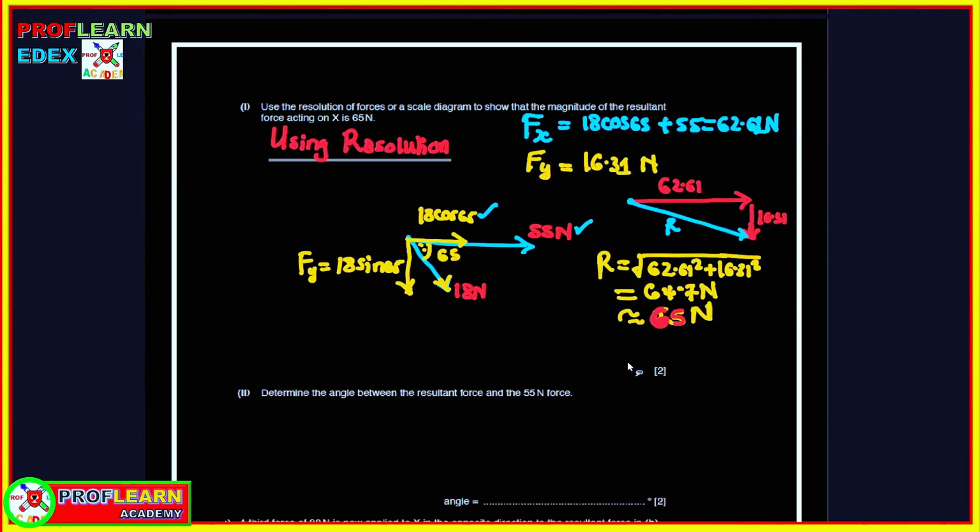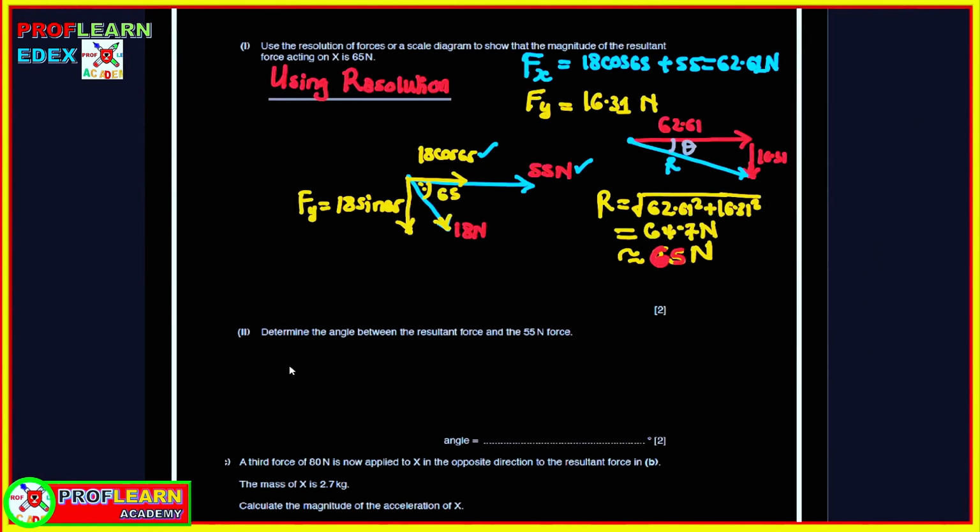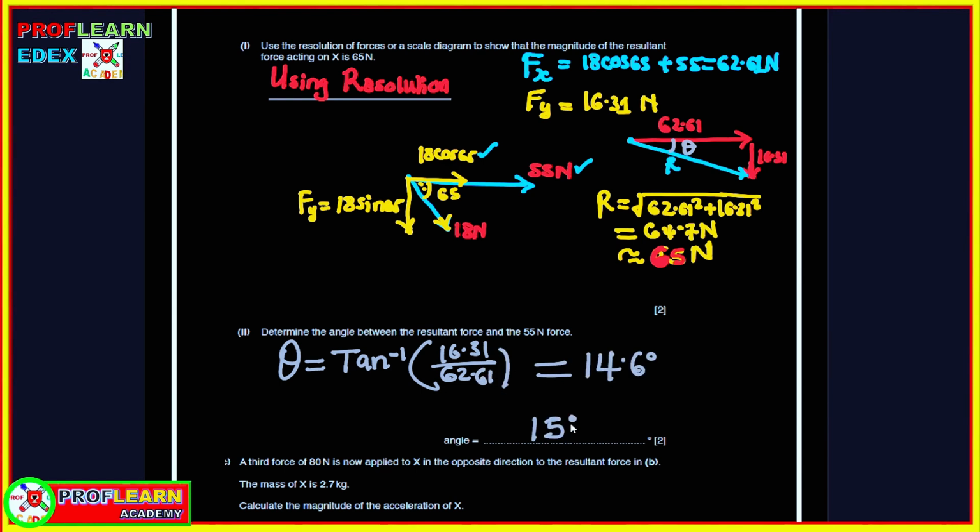And then we can now move to the second part, determine the angle. Determine the angle between the resultant force and the 55 Newton force, which means that we are working out angle theta, and that's going to be tan inverse of opposite over adjacent. So we are going to have our angle as 14.6, approximately 15.